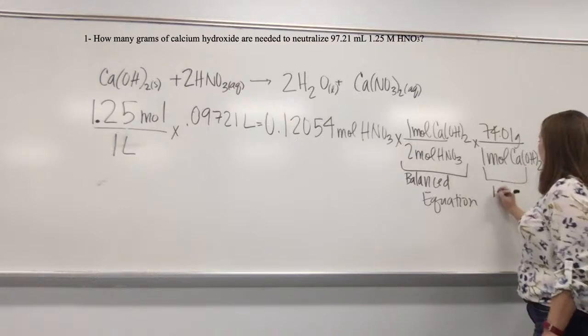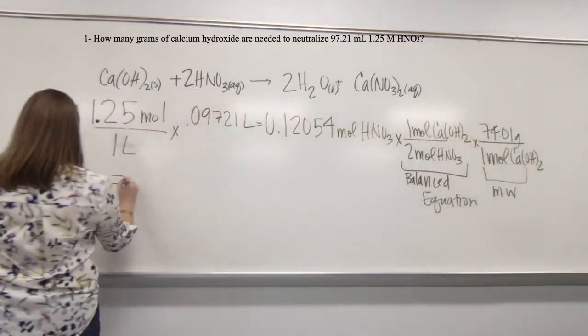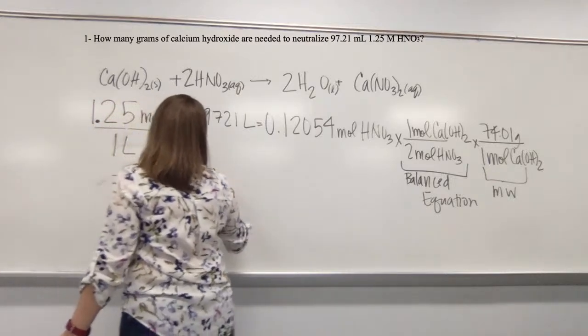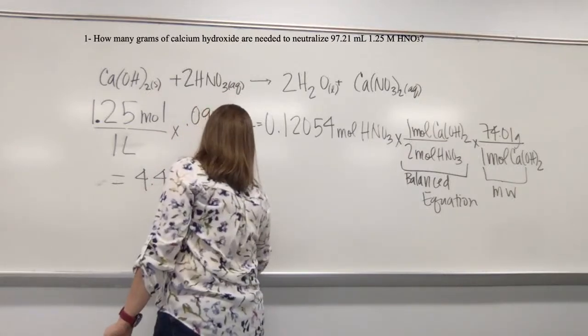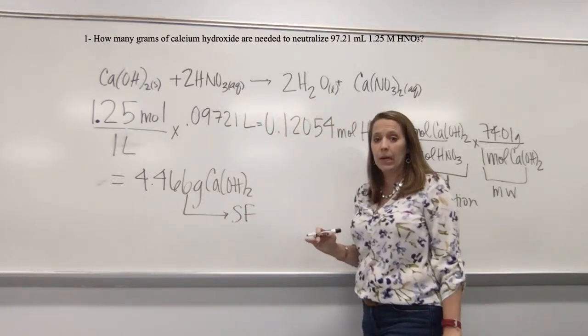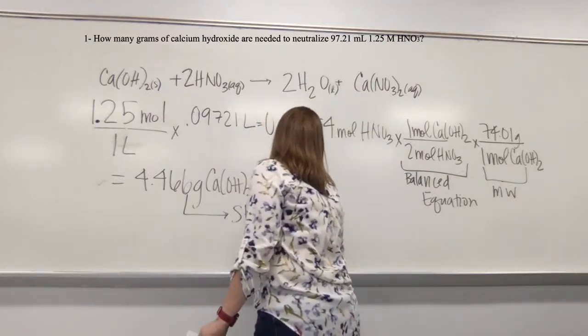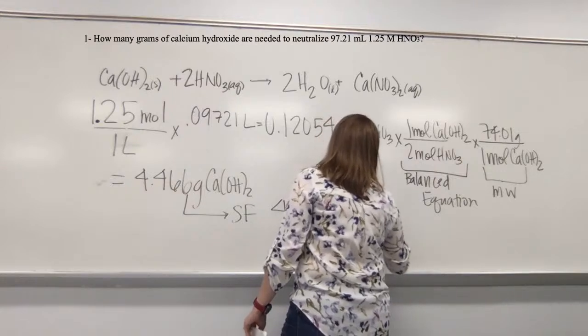This is our molecular weight. So when we write that, plug all this into our calculator, we get 4.466 grams of calcium hydroxide. And based on the number of sig figs in the problem, we should actually only have 3. And so the number of sig figs here is going to be 4.47 grams of calcium hydroxide.